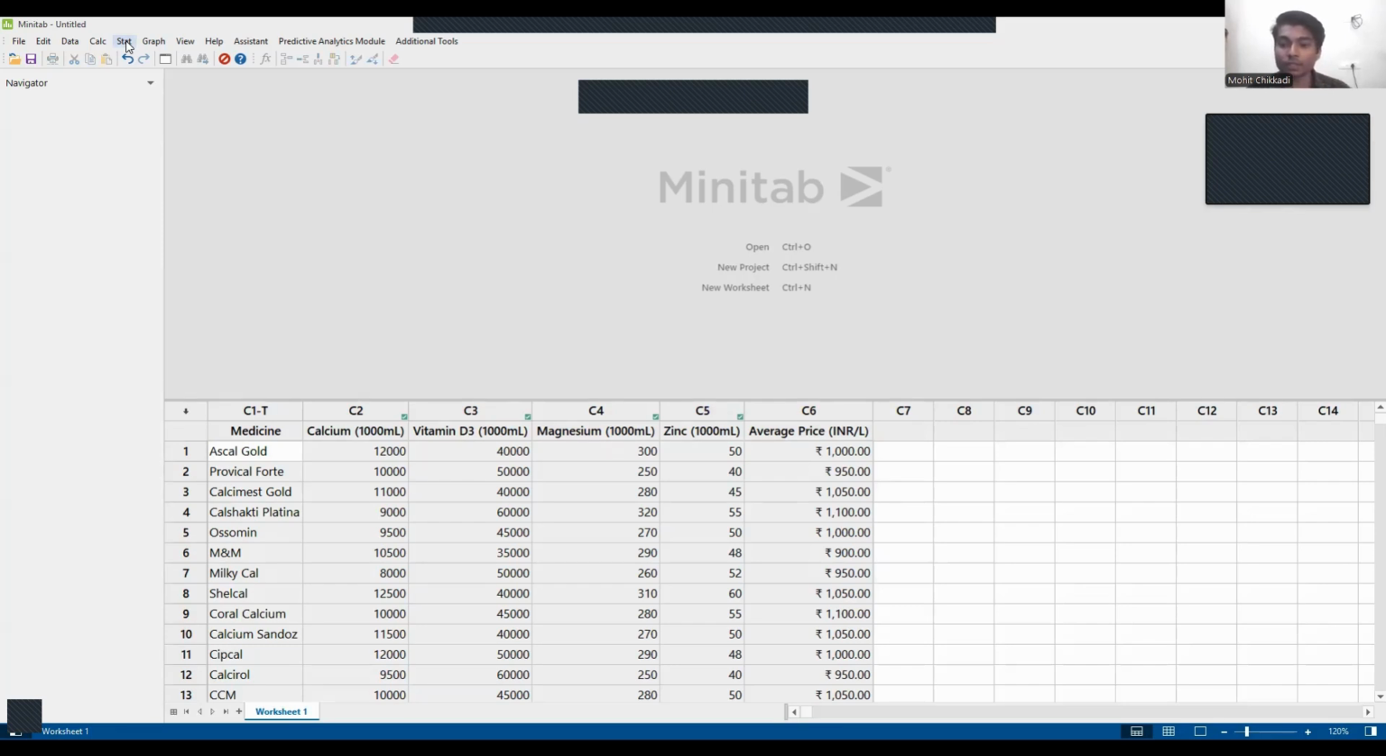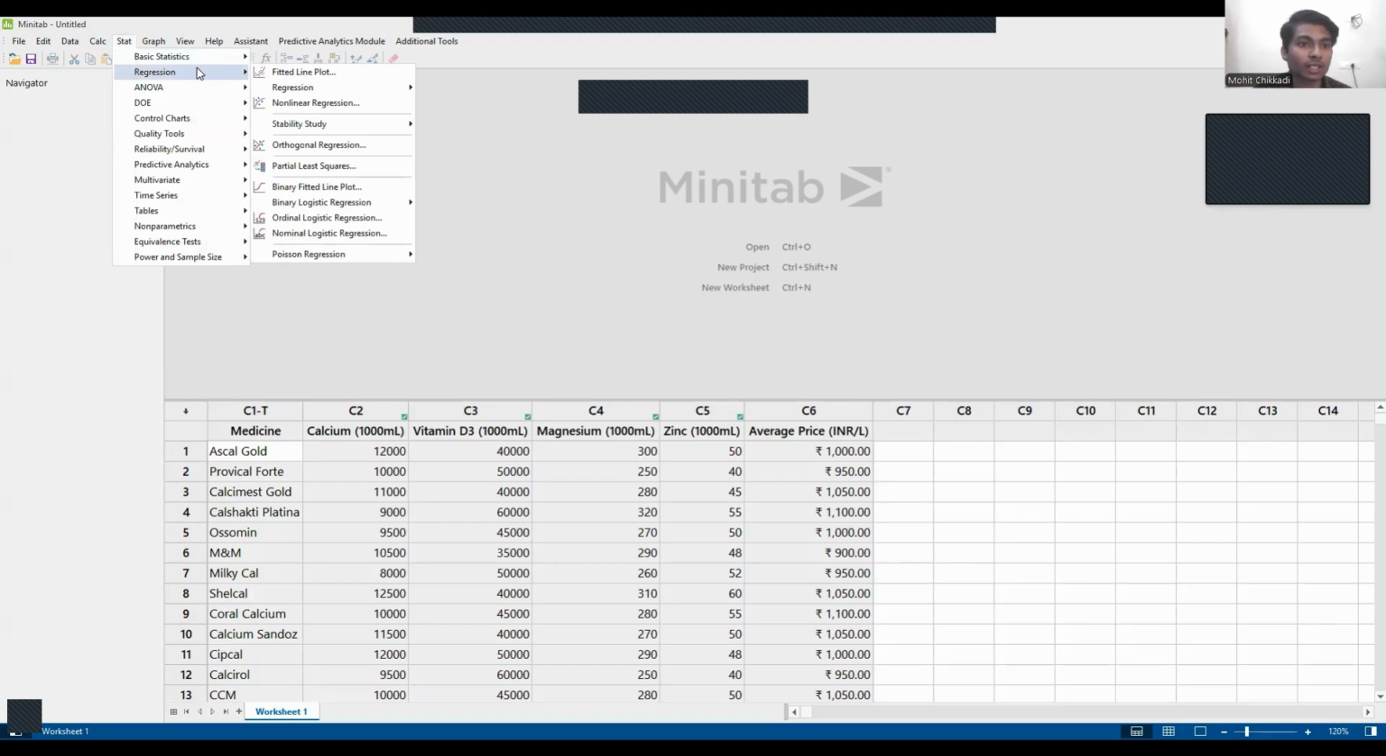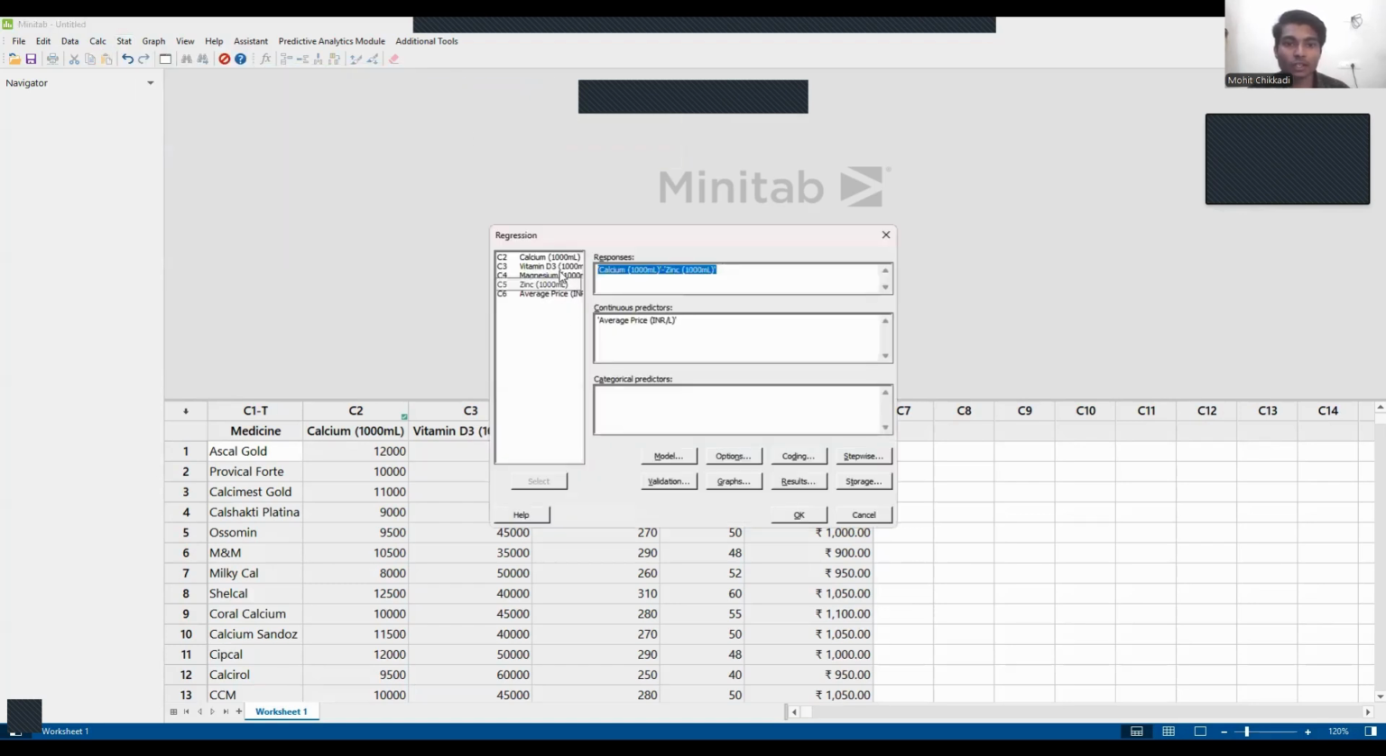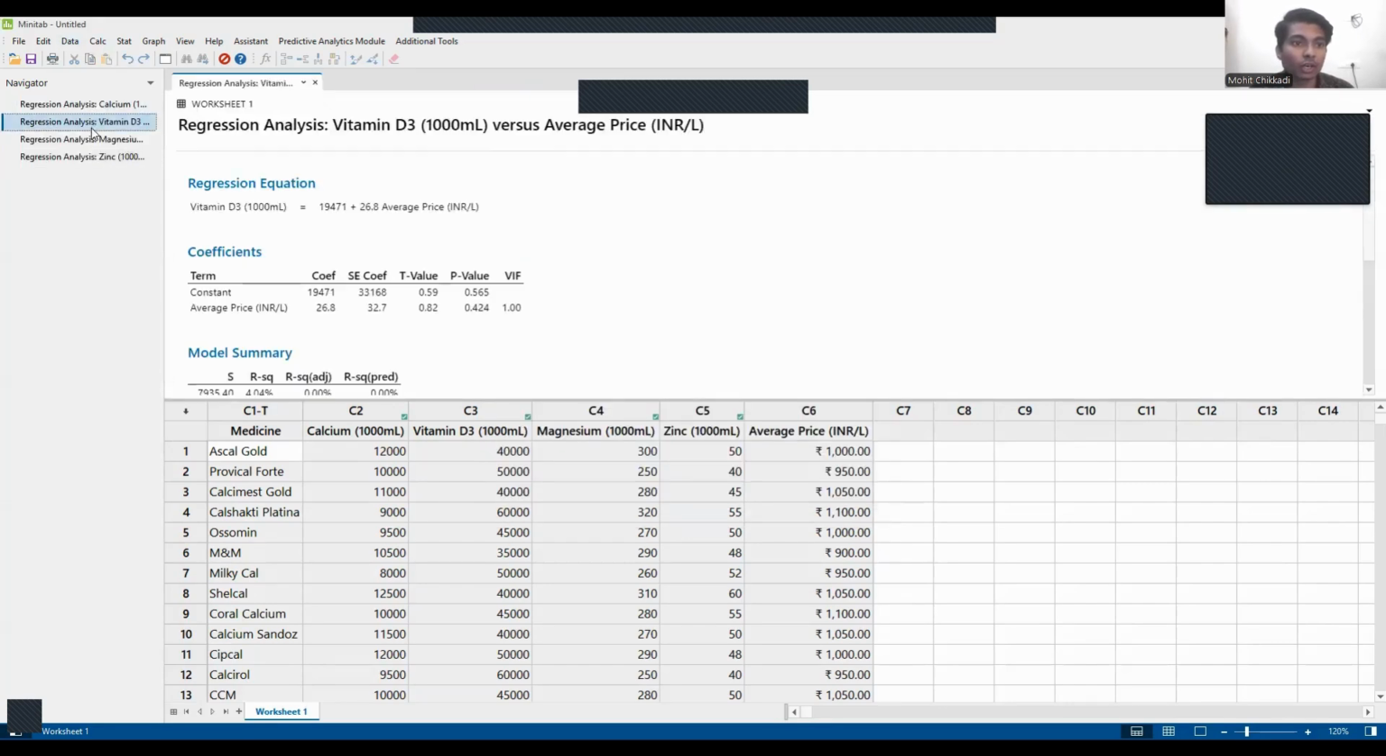So we will go ahead and start the analysis. We'll go to Statistics, Regression, and then Regression again, and then Fit Regression Model. Here, we will need to choose the columns that will be our responses. So we select the responses, then we come back and select the average price as our continuous predictor, and then we press OK. Now this gives us four regression models, so we'll look into each of these regression models.